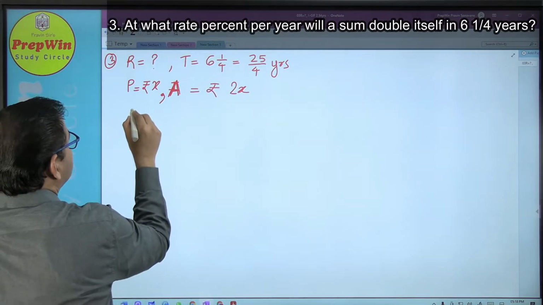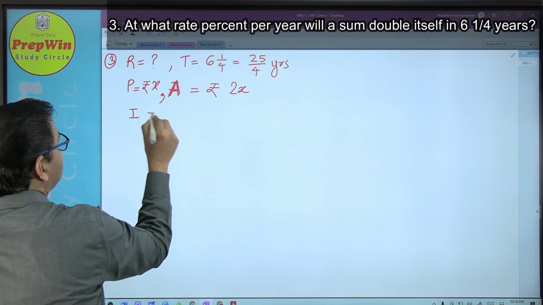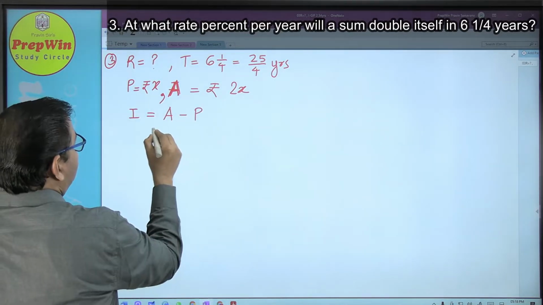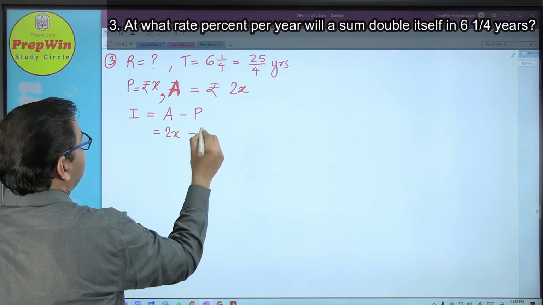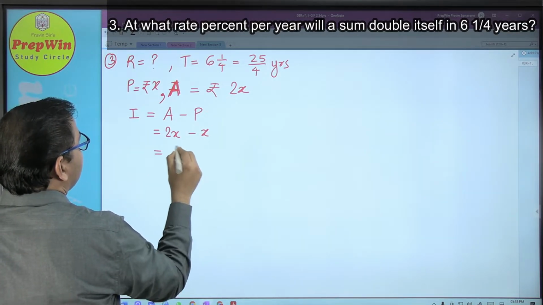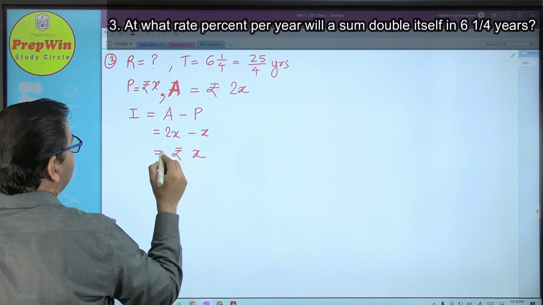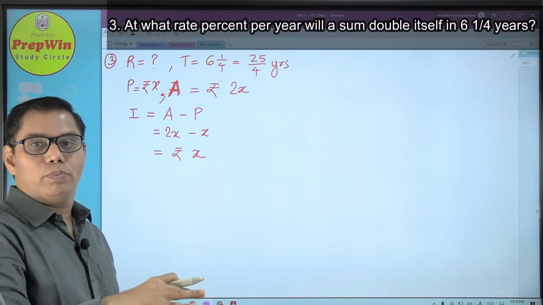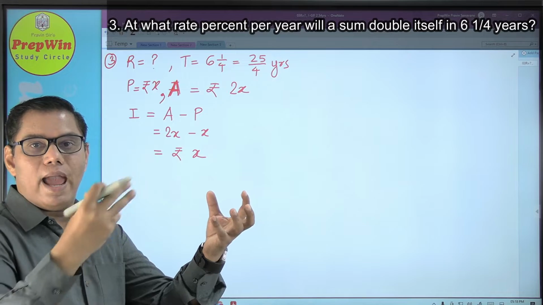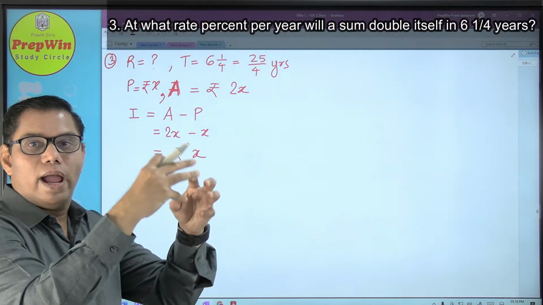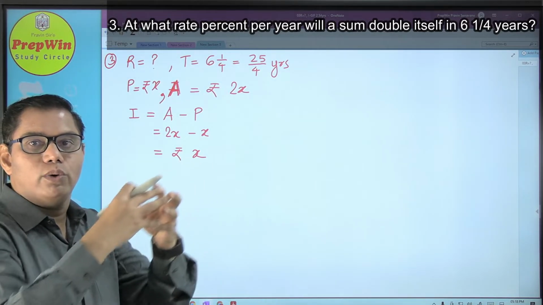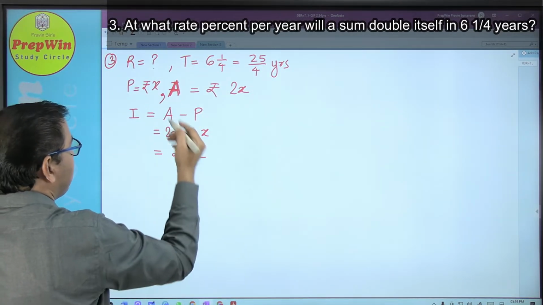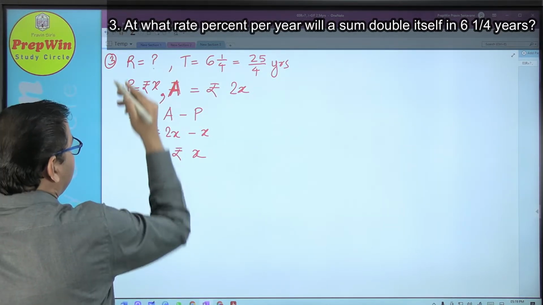Can you tell me how much is the interest? What will the interest be? Is it amount minus principal? So amount is 2x, principal is x, so interest will be rupees x. Fair enough. You deposit x rupees and interest is x rupees. So your principal x and interest x. So x plus x is 2x. So what you get back is double. They are saying that your principal and interest is same and we have to find out what rate.